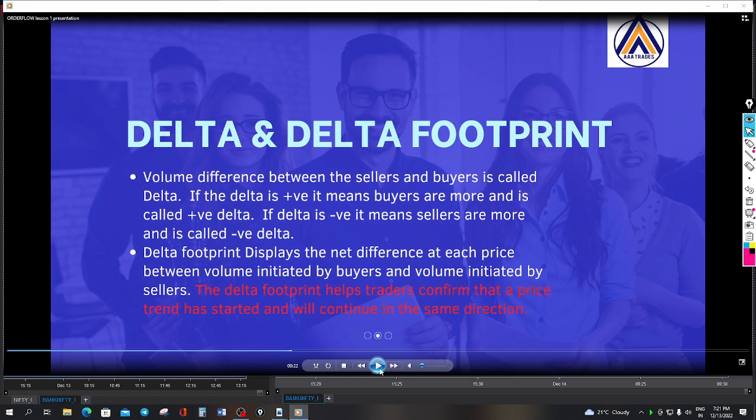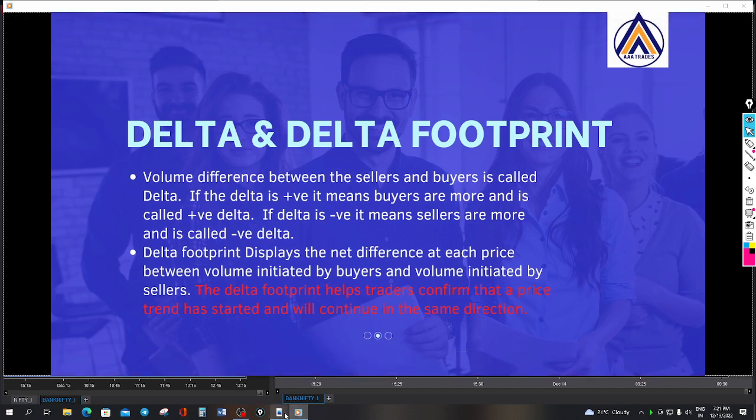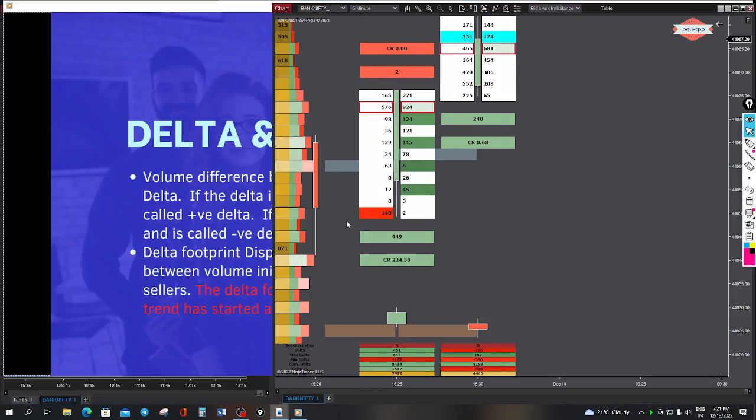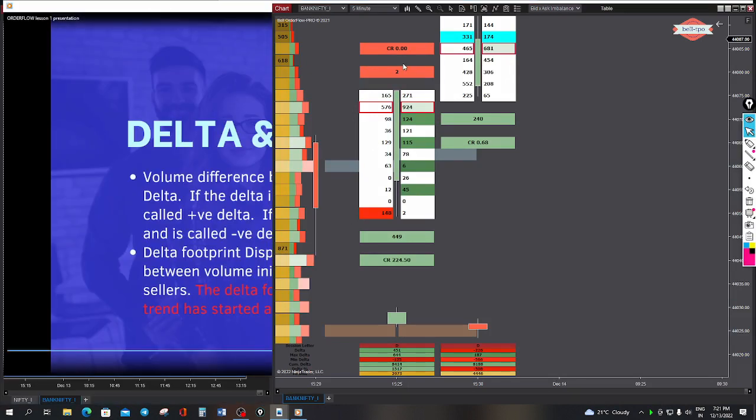So, delta and the delta footprint. The difference between the sellers and buyers is called delta. Simple, very simple. The difference between buyers and sellers is delta.